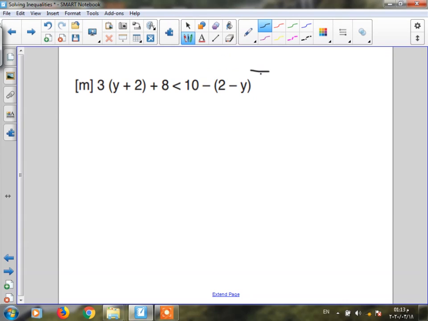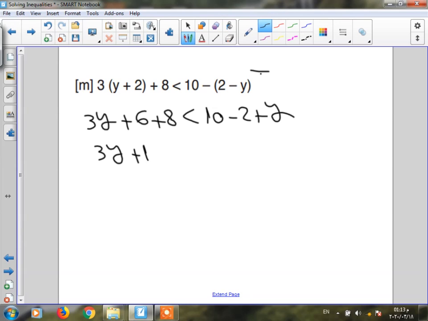3 times y equals 3y. 3 times 2 equals 6. All of this plus 8 is less than 10. This negative changes the sign: minus 2 plus 4. We have 3y, 6 plus 8 equals 14, and 10 minus 2 equals 8.